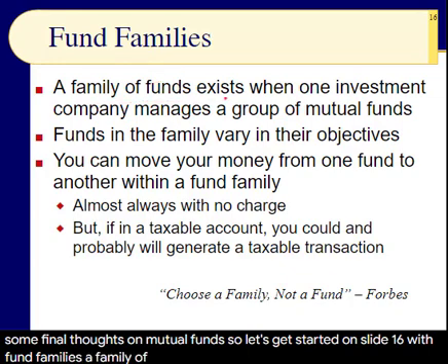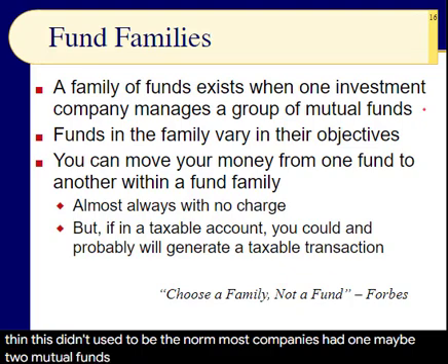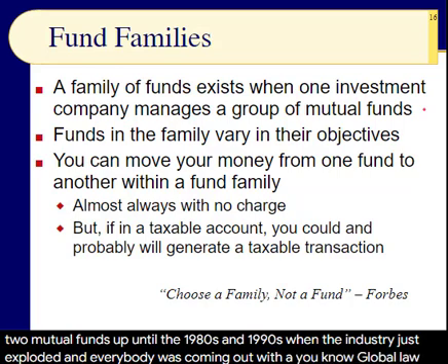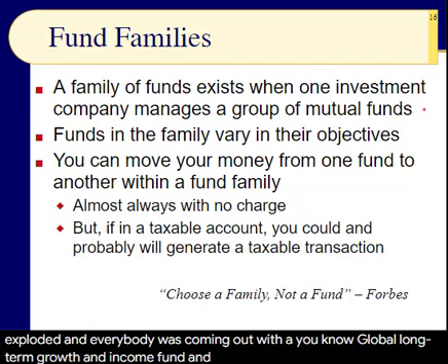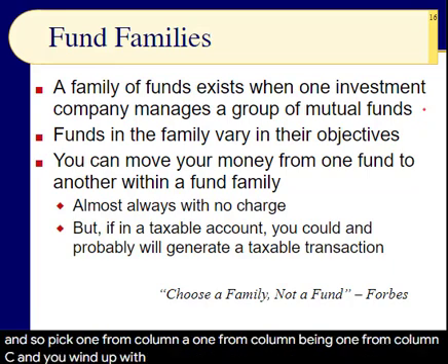A family of funds exists when one investment company manages a group of mutual funds. Now, this didn't used to be the norm. Most companies had one, maybe two mutual funds. Up until the 1980s and 1990s, when the industry just exploded and everybody was coming out with a global long-term growth and income fund and a short-term global junk bond fund, and so pick one from column A, one from column B, and one from column C, and you wind up with thousands of funds.